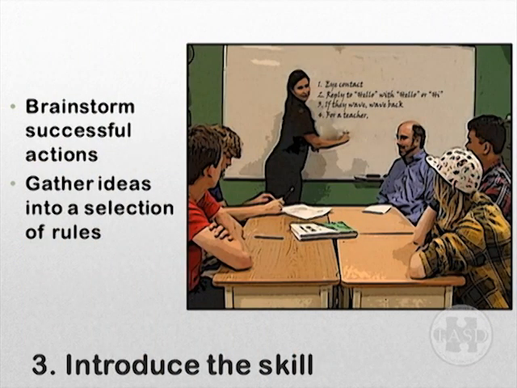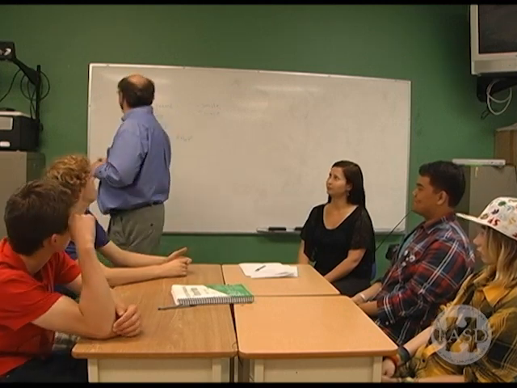Next, begin brainstorming successful actions and gathering ideas about possible rules. Say hi. Yeah, you say hi. High five, handshake. Just kind of be accepting to anyone you see. Respond to the greeting. Respond in any way. So you look at people in the eye. You don't go like, hi, how are you doing? Right? Make sure you pay attention to give them eye contact.